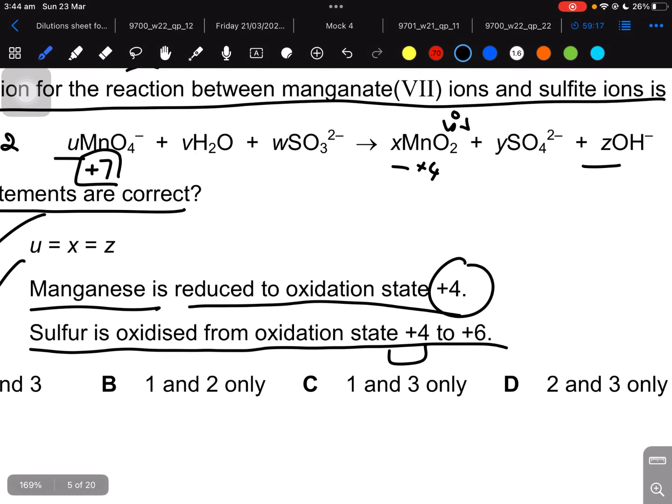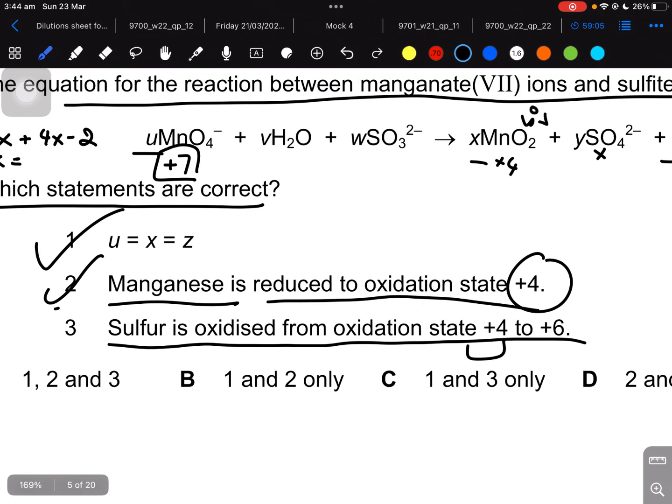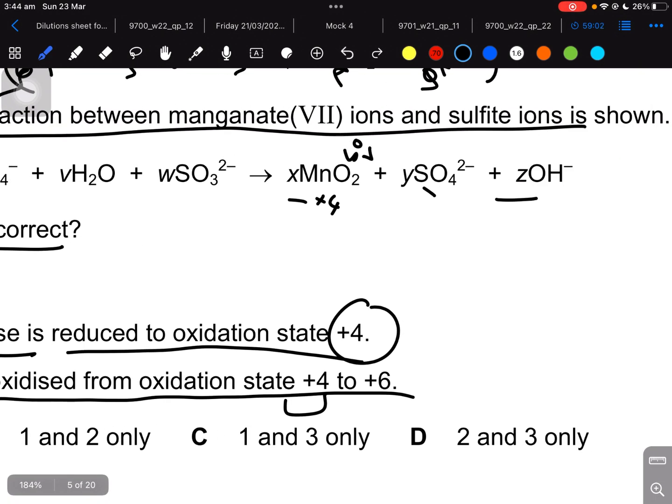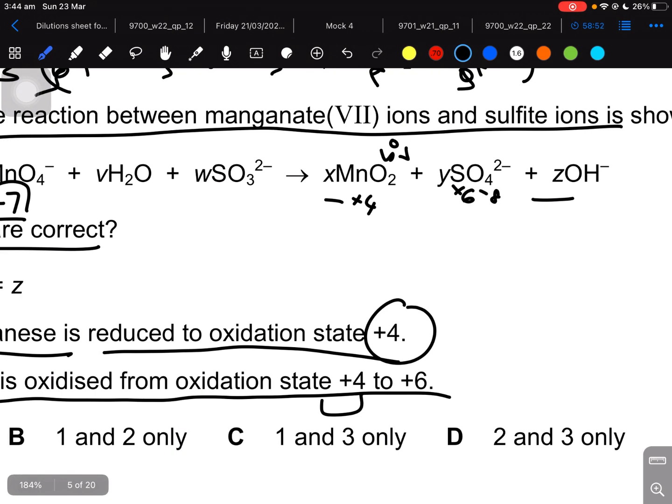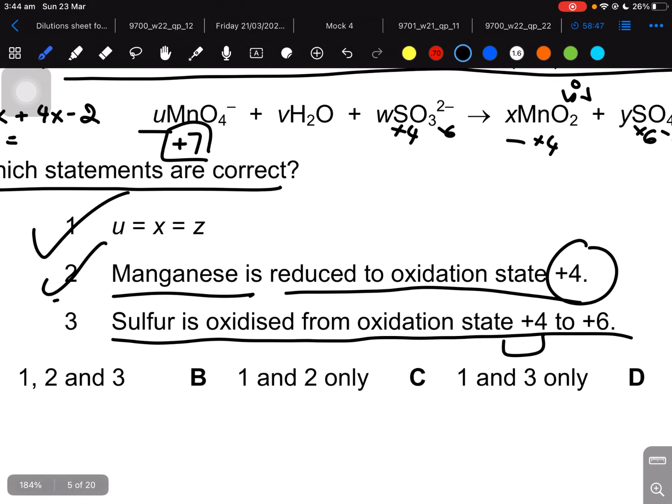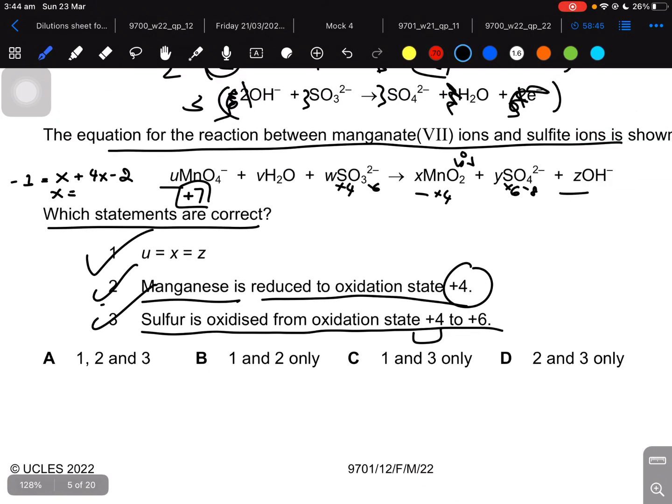Here it is +2. No, it's plus. Okay, cancel that out. Okay. So here that's going to be -8, and it ends up with -2, so that's +6. And here, that's a -6, and ends up with -2, so that's a +4. +4 to +6. So the answer is A.